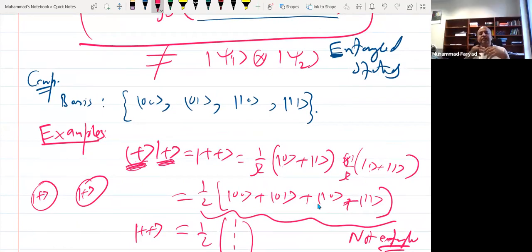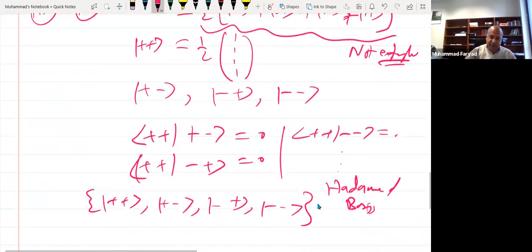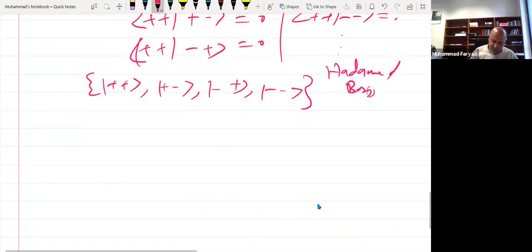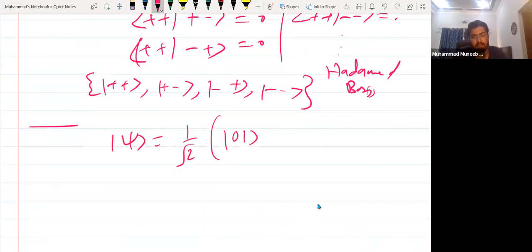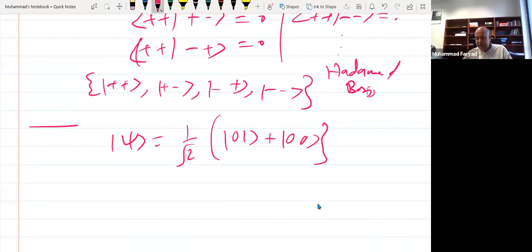They can be any other states, for example, 01, 10, or any combination, for example, plus and 0, and so on. For example, let me give you another example of an unentangled state. So another example: if I write this state, 1 over root 2 (01 plus 00), can you guess if it is an entangled or unentangled state?